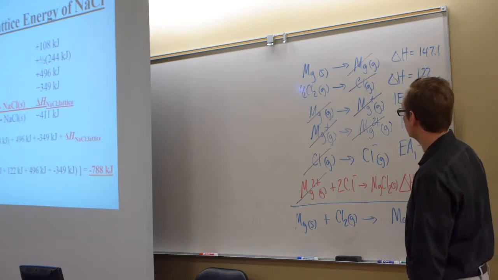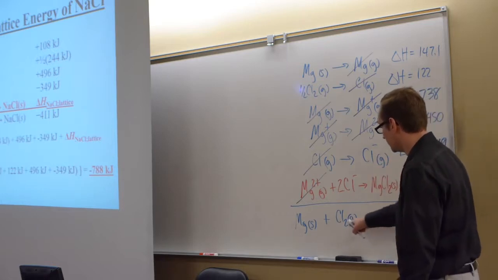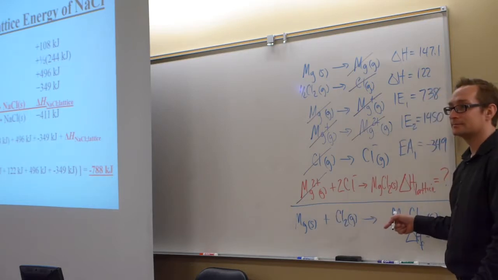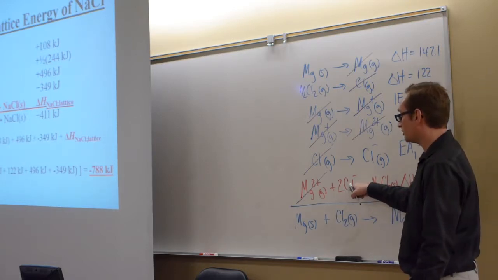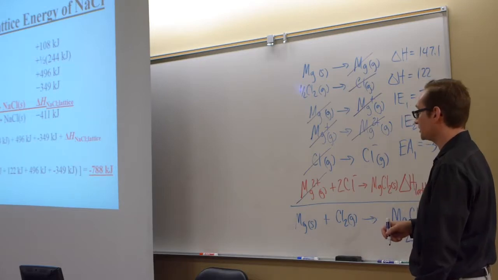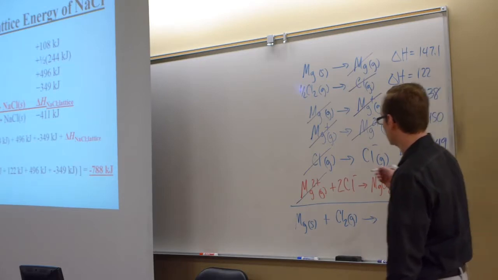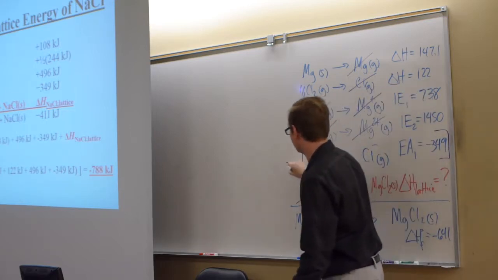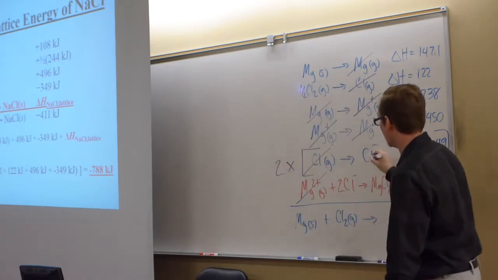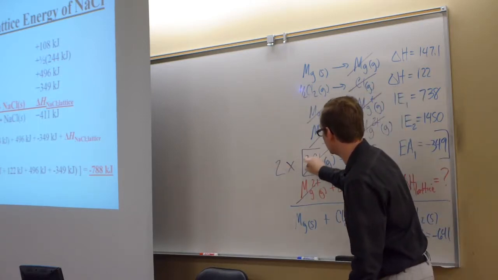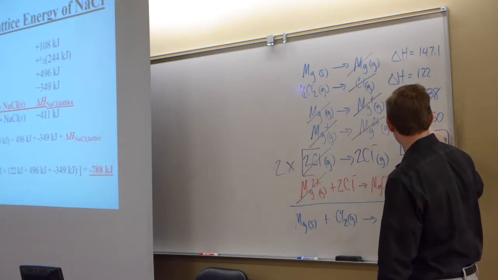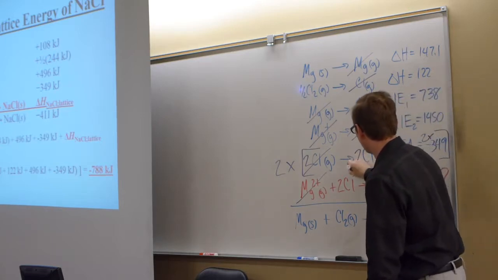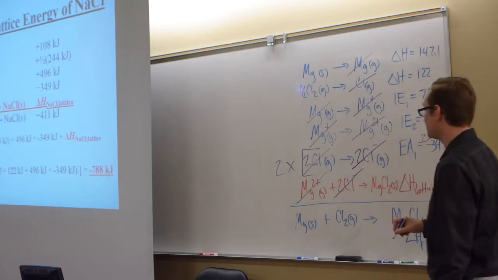Now, I look at my formation reaction and ask, do I have any chloride ion in there? And I don't. So I've got to figure out a way to cancel out the chloride ions. How can I do that? I've got to multiply this reaction by 2, so that now I've got a 2 in here and a 2 there, and I also have 2 times the electron affinity. Okay, and that lets me cancel out the chlorides.